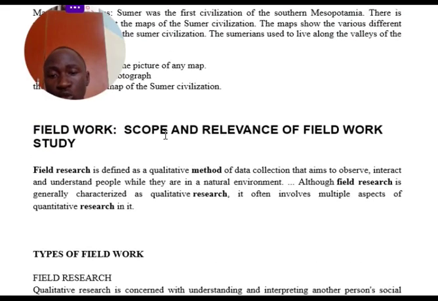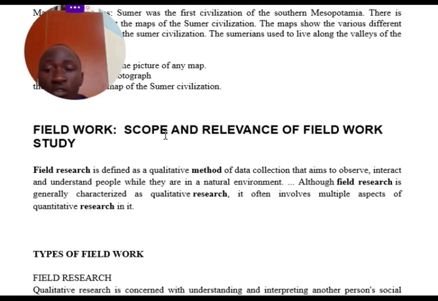This time around we are going to be looking at a new thing. We are going to be looking at the aspect of fieldwork, the fieldwork research or fieldwork study. When you look at fieldwork, this one deals with the quantitative method of data collection that aims at observation, interpretation, and understanding of people in terms of how they live within the natural environment. That is what we term as fieldwork.